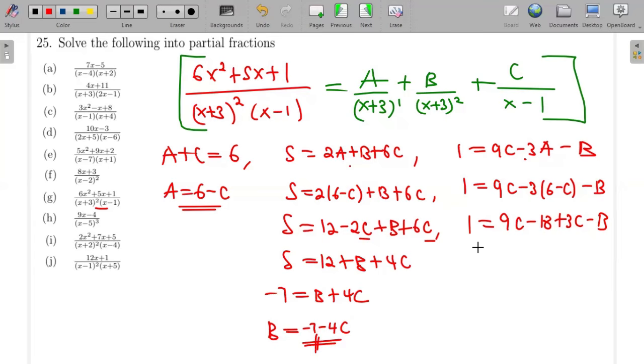What about here? 1 is equal to 9C, in fact, I combine the C's. I'm going to have 9C plus 3C, that will be 12C, then minus 18 minus B. I bring the constant to the other side. That will be 1, and then this negative 18 comes to the other side, so that will be plus 18. So that will be 19 is equal to 12C minus B.